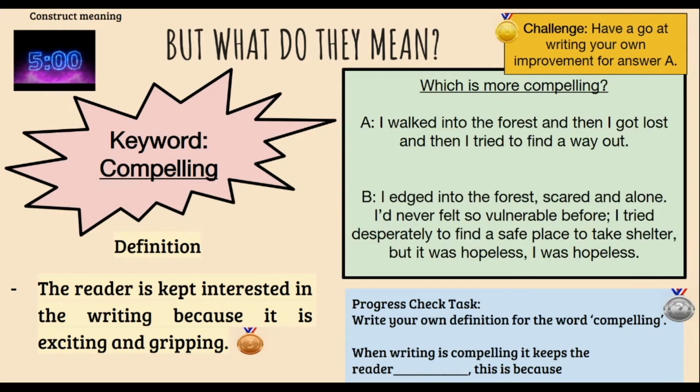Keyword number 2. The keyword is compelling. Now, the definition of compelling is that the reader is kept interested in the writing because it is exciting and it grips you. So let's have a read of the two examples and let's see which one is more compelling. A, I walked into the forest and then I got lost and then I tried to find my way out.